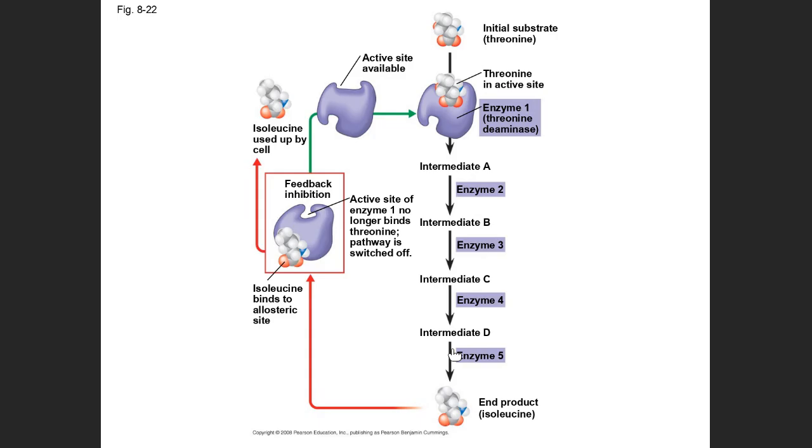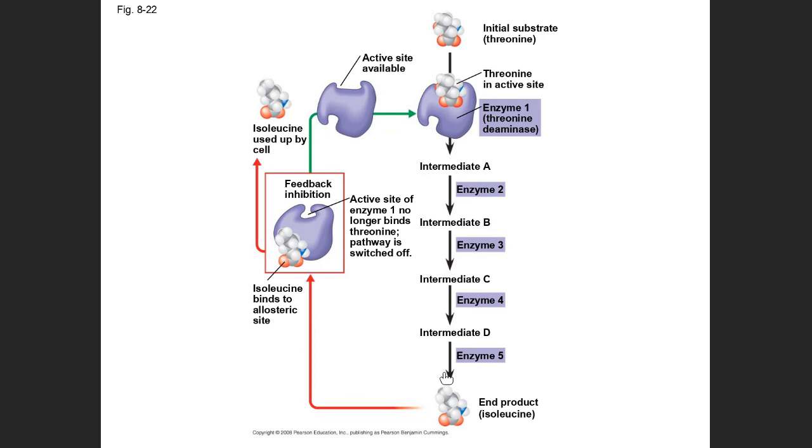Once the cell starts using up the end product, it comes off the allosteric site because the binding is reversible and it's concentration dependent. So as the cell uses up the end product, the concentration goes down. It no longer binds to the allosteric site, so the enzyme goes back to its normal shape and starts to function again. And so the cell can make more of that end product. So many biosynthetic pathways are regulated this way. So this is one way for the cell to save energy.